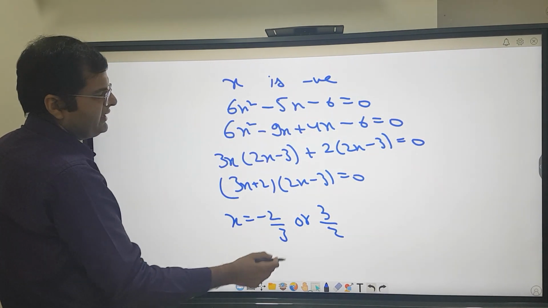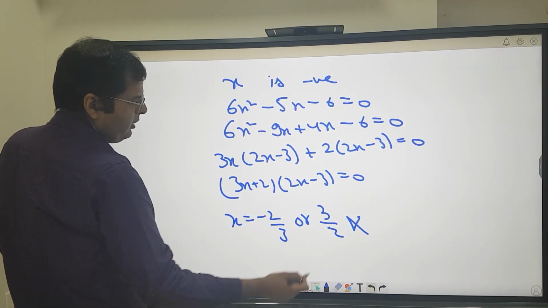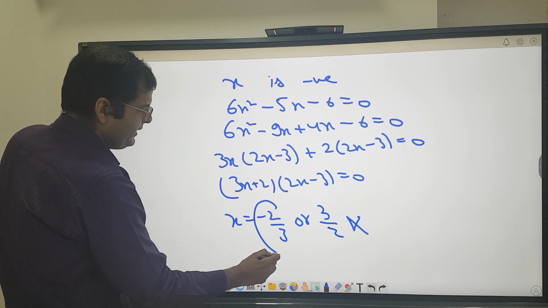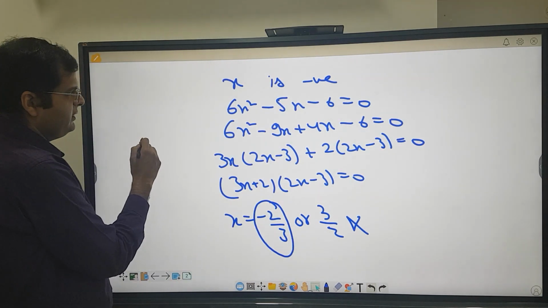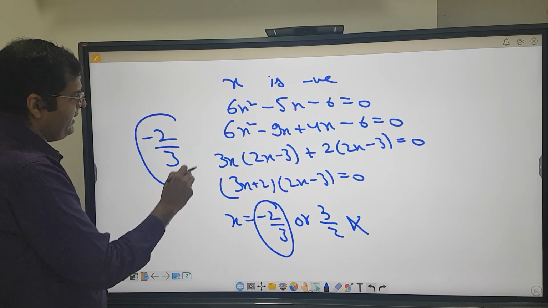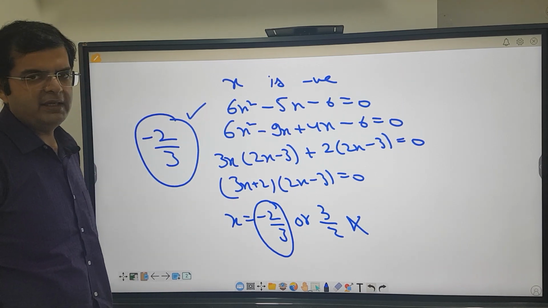Now we know that x is negative, so it cannot be 3 by 2. So this 3 by 2 option is ruled out. The only option remaining is x is equal to minus 2 by 3. So minus 2 by 3 over here is the right answer. That's how we solve this question.